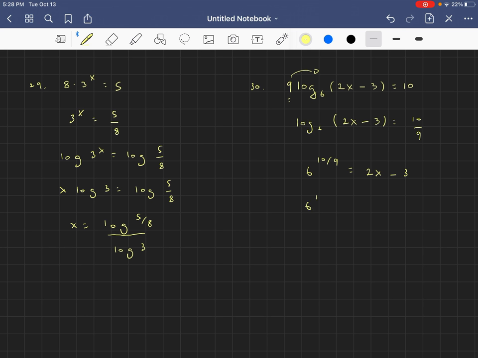I'm going to add the 3. And I'm going to divide by 2. And I'm going to go ahead and flip the two sides. Nice straight line.